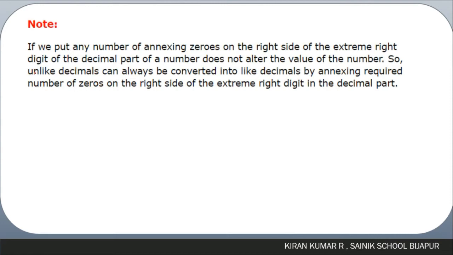Note that if we put any number of annexing zeros on the right side of the extreme right digit of the decimal part, it does not alter the value of the number. So, unlike decimals can always be converted into like decimals by annexing the required number of zeros on the right side of the extreme digit in the decimal part. I'll make it clear with an example.